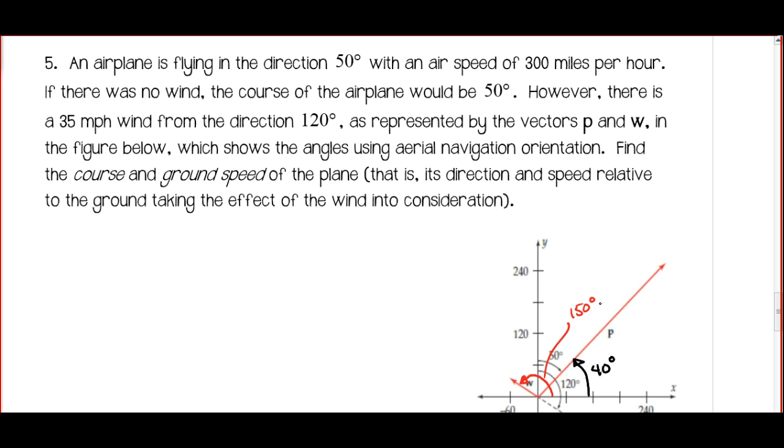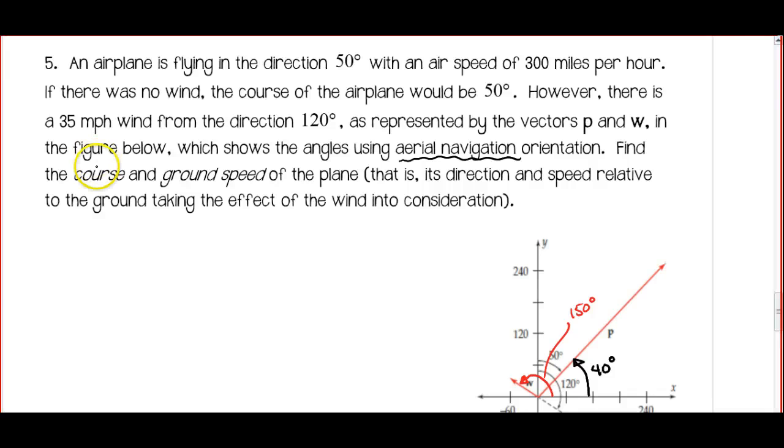Again, if you have questions, make sure you ask. So we've got two direction angles. We have one for the airplane, we have one for the wind. And you have to interpret those from the given information. So we've got the vectors P and W, which show the angles used in aerial navigation, okay? And we just converted those into our direction angles that we'll need for our calculations. Find the course and ground speed of the plane.